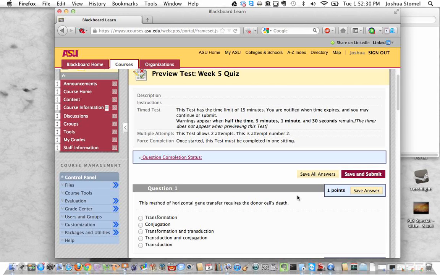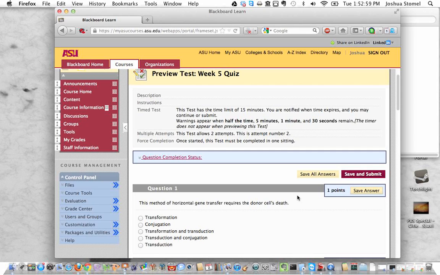The second is transduction, which is the transfer of genetic material by a viral intermediate. And generally speaking, when leaving the donor, the virus is going to kill the cell. So the donor cell ends up dying, the virus kills it, but it takes some of its DNA along with it to a new cell, the recipient cell. So in that one, the donor cell dies as well.